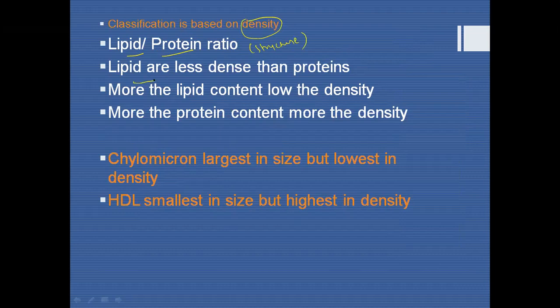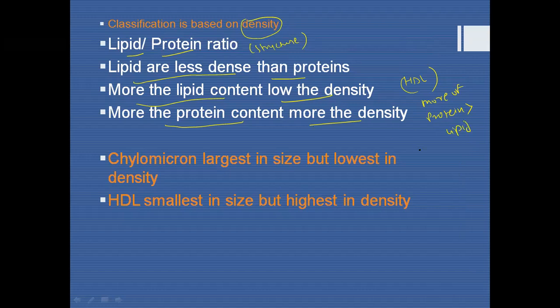As we know, lipids are less dense than protein, so the lipoprotein which has more lipid content will have low density. In contrast, the lipoprotein which has more protein content will have more density. So the more the protein content, the more dense the lipoprotein. According to the name, we can easily say that HDL, the high density lipoprotein, will have more protein in comparison to lipid.